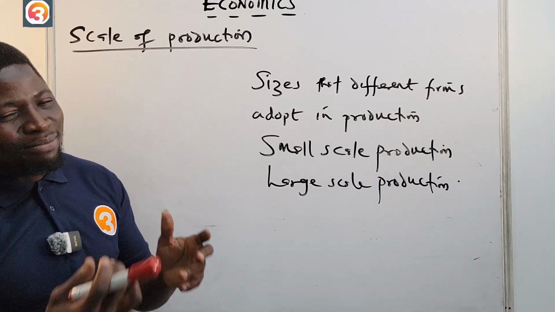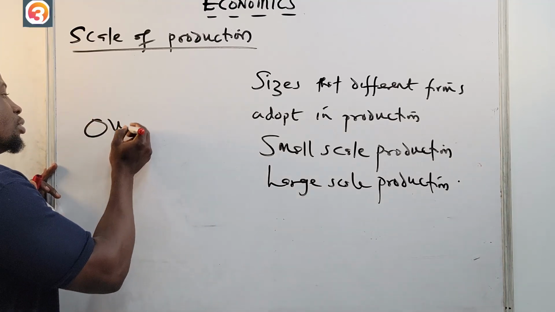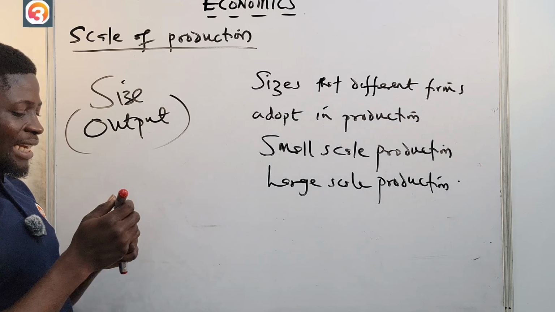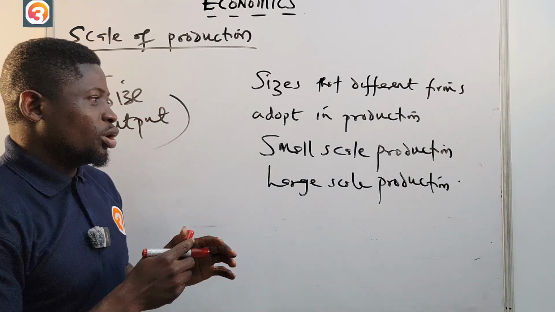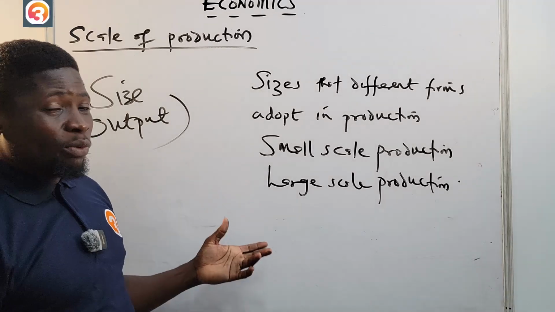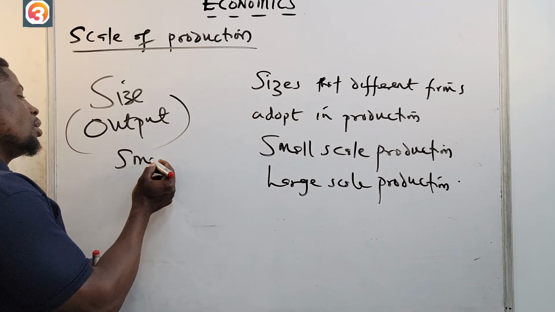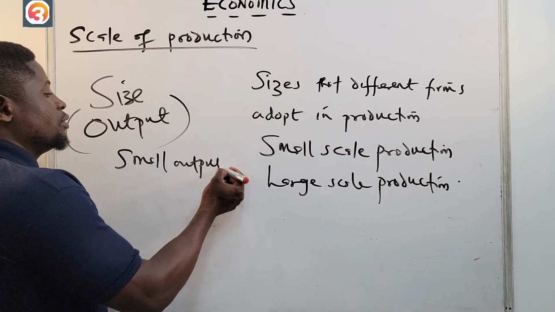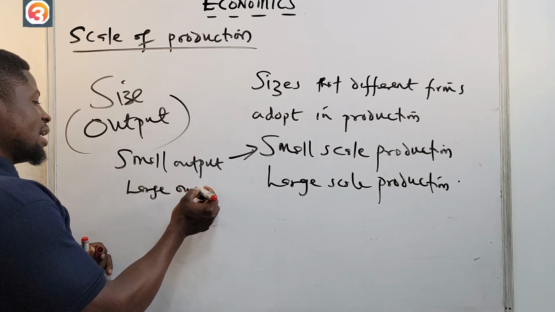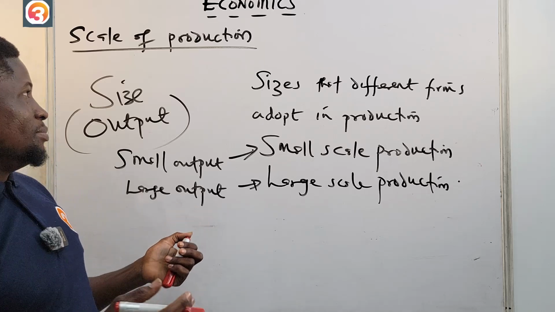is what makes them to be called either small scale or large scale. The size of the output that these firms adopt is what makes them better be called small scale or large scale. So we mean that firms producing small output are operating small scale production, while those producing large output are producing large scale production.